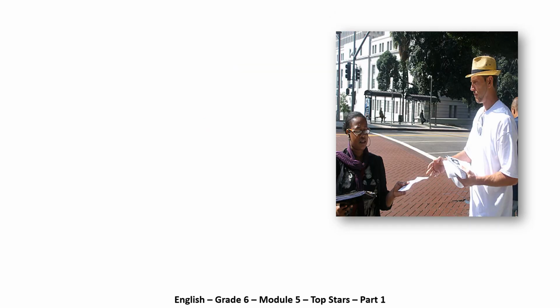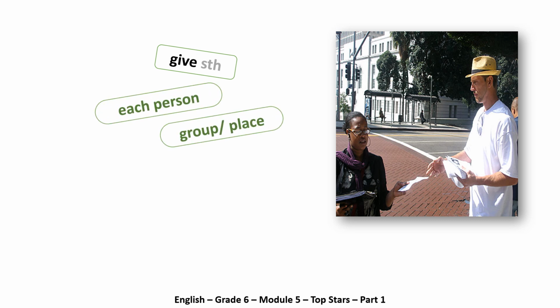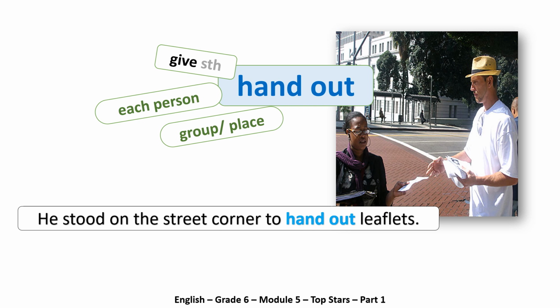Oh, this man who is wearing the hat on the street. He's doing something. What is it? He is giving leaflets or giving something to a person in a place. So what do we call that? To hand out. So the meaning of hand out is to give something to each person in a group or a place. An example, he stood on the street corner to hand out leaflets. Repeat after me. Handout.